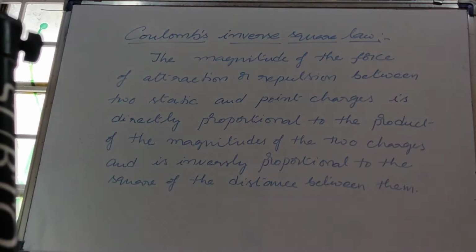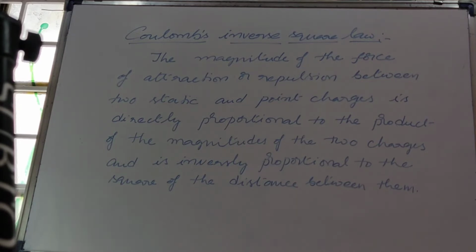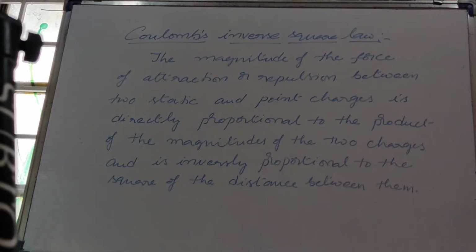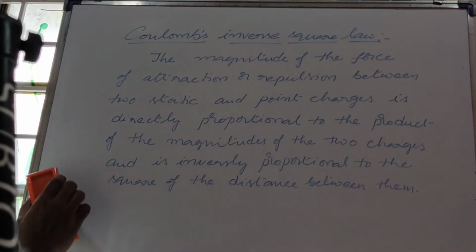So Coulomb's law can be stated like this: the magnitude of force of attraction or repulsion between two static and point charges is directly proportional to the product of the magnitudes of the two charges and is inversely proportional to the square of the distance between them. Let us explain this one.